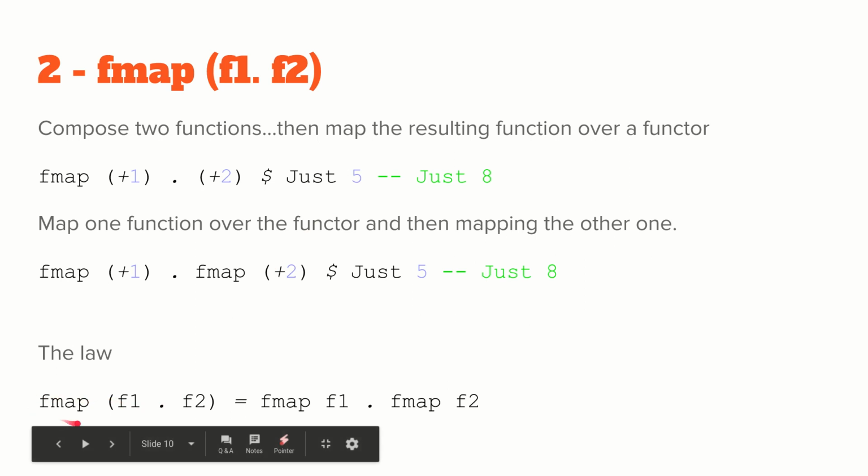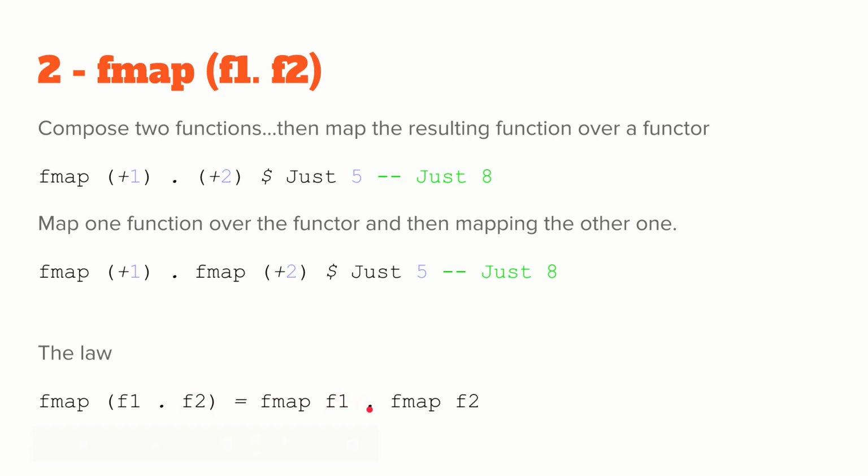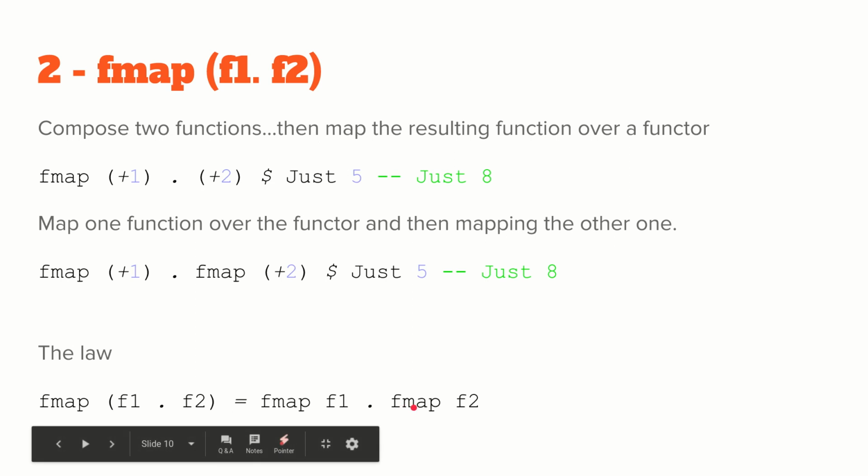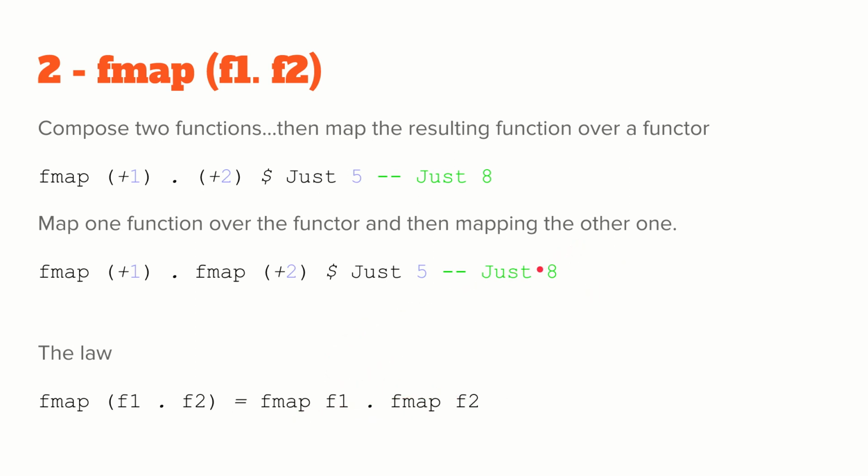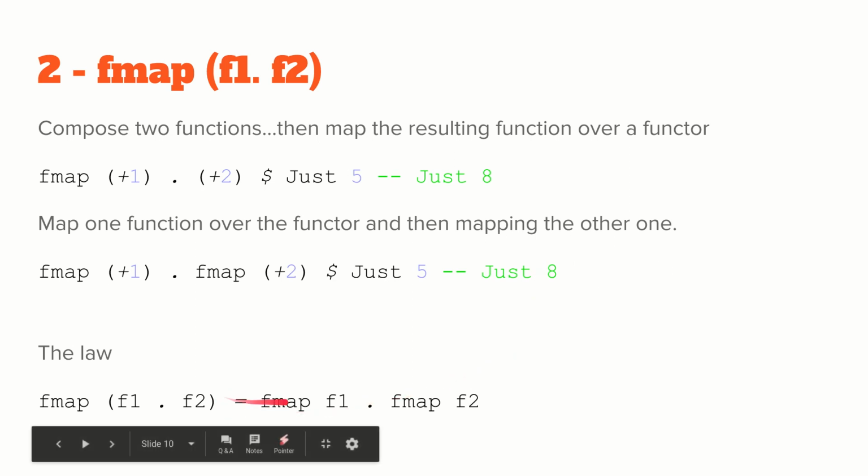And just condensed, the law is fmap, our 2 functions composed should equal fmap function 2, fmap function 1 composed together. So just imagine that there's a functor there and a functor there. It's the same as this example here.